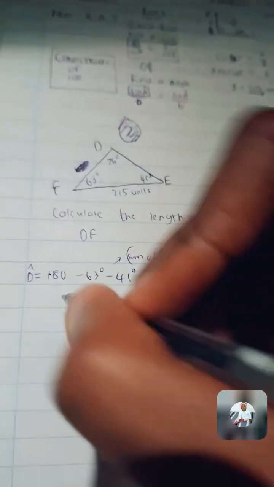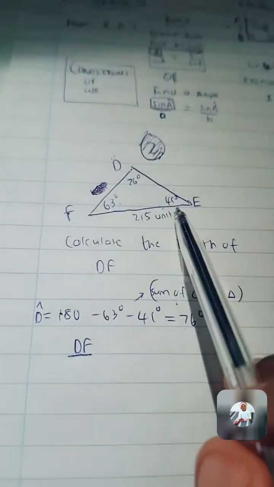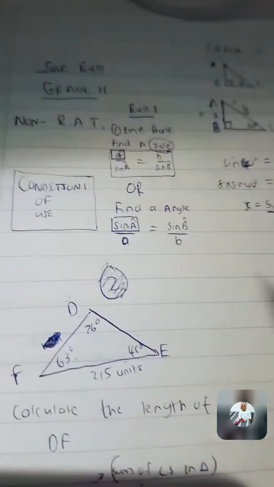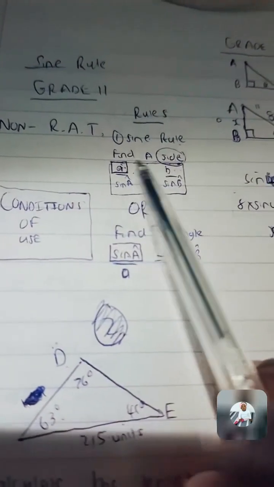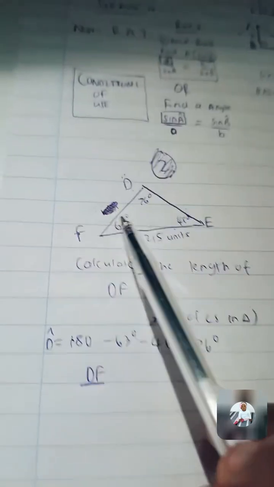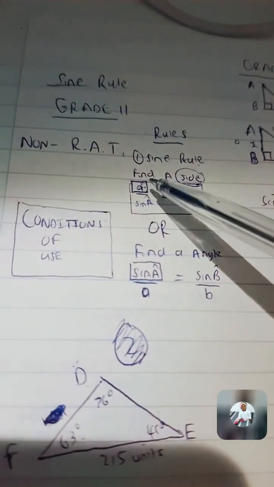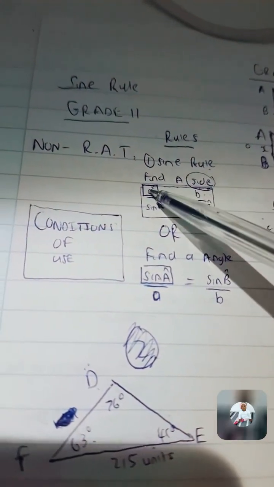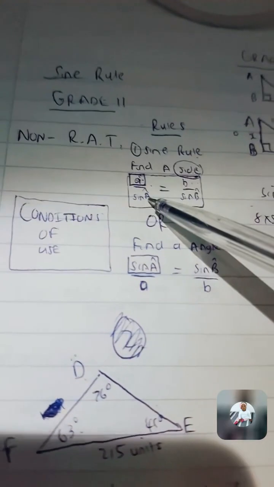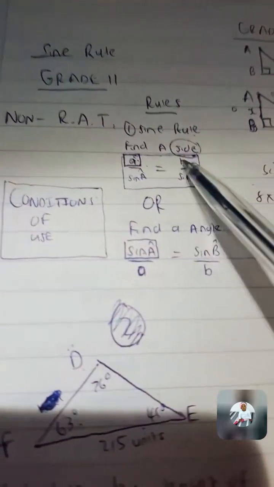So I'm going to say what? I'm just going to say DF. Now, I know some people will say small letter e. To be honest, I don't really subscribe to writing these small letters and what have you. I deal with the information that's there. So it's DF. This is just to help you understand that it's small letter a, the side opposite the given angle. The side opposite the given angle. This is just trying to emphasize that.